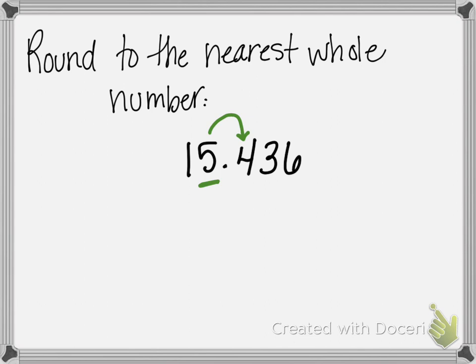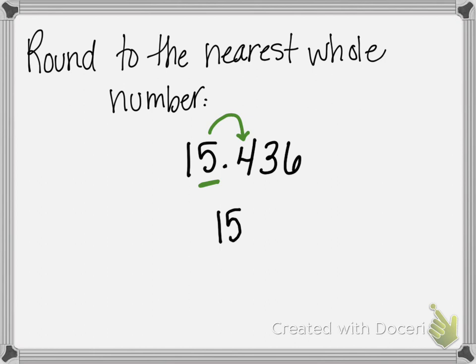If it's 5 or above, we add one more. If it's 4 or below, we just ignore. So Charlie, rounded to the nearest whole number, what would this be? 16. If it's 4 or below, oh, whoops, sorry. What would it be? 15. It's going to stay the same. We just ignore. But you still write the 4 point or the.